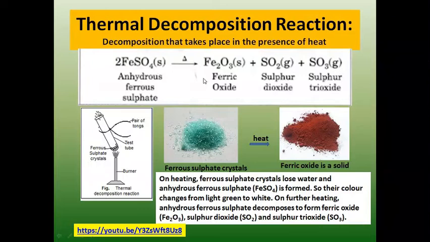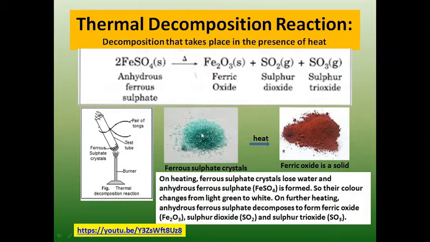This is the first example where it is shown that when ferrous sulfate is heated strongly, it decomposes to ferric oxide, sulfur dioxide, and sulfur trioxide. This is the equation given here. Ferrous sulfate, FeSO4, it is actually a solid crystalline compound which is light green in color.